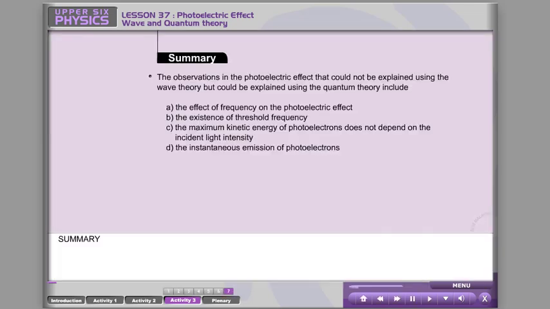Summary. The observations in the photoelectric effect that could not be explained using the wave theory but could be explained using the quantum theory include: A. The effect of frequency on the photoelectric effect. B. The existence of threshold frequency. C. The maximum kinetic energy of photoelectrons does not depend on the incident light intensity. D. The instantaneous emission of photoelectrons.